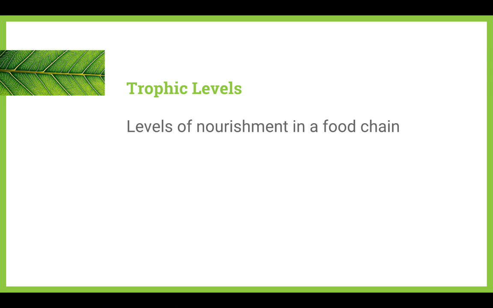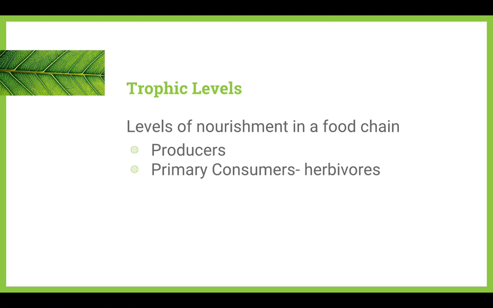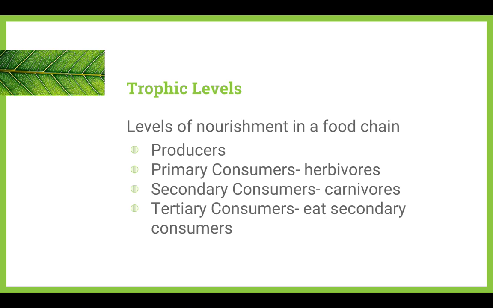A trophic level is the level of nourishment in a food chain. So in the example I gave you with the grass, grasshopper, mouse, and the owl, each one of those is at a different trophic level. They're at a different level of nourishment in the food chain. It always starts with a producer, then moves to primary consumers, which are herbivores. Sometimes you could substitute in an omnivore at that level, but primary consumers are herbivores. Secondary consumers are carnivores. Tertiary consumers are organisms that eat the secondary consumer.